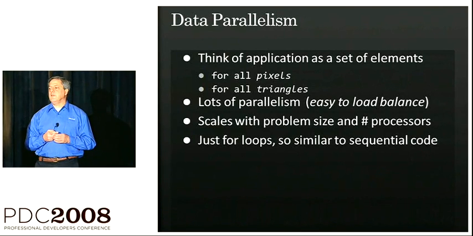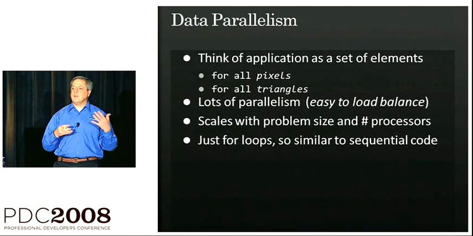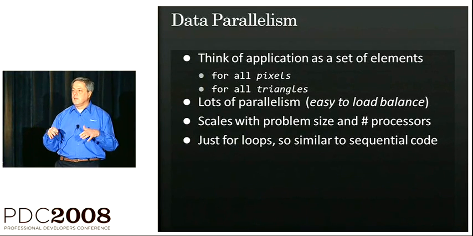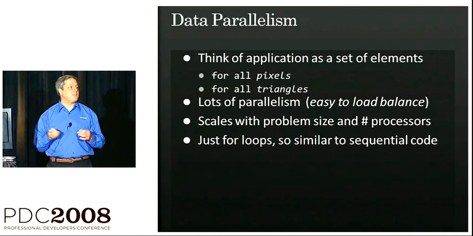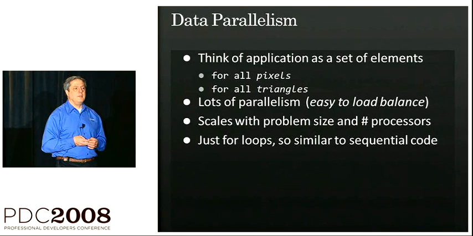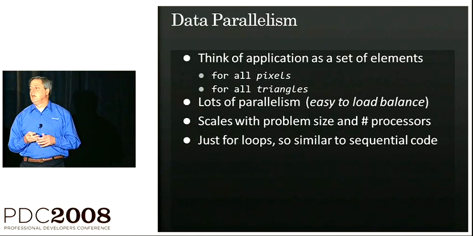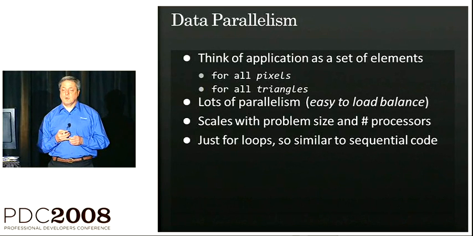In a game, I may have, for all elements of the game, regardless of whether it's a person, or an opponent, or a vehicle, or a weapon, just for all elements in the game, I want to do something. So this tends to generate lots of parallelism. It definitely scales with problem size. As the problem gets larger, I get more and more elements. And so it's easy to load balance, and it's easy to scale over time as my problem gets more complicated.